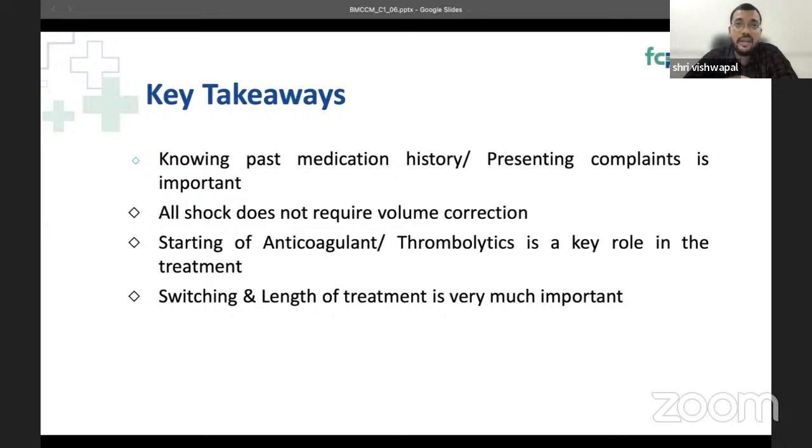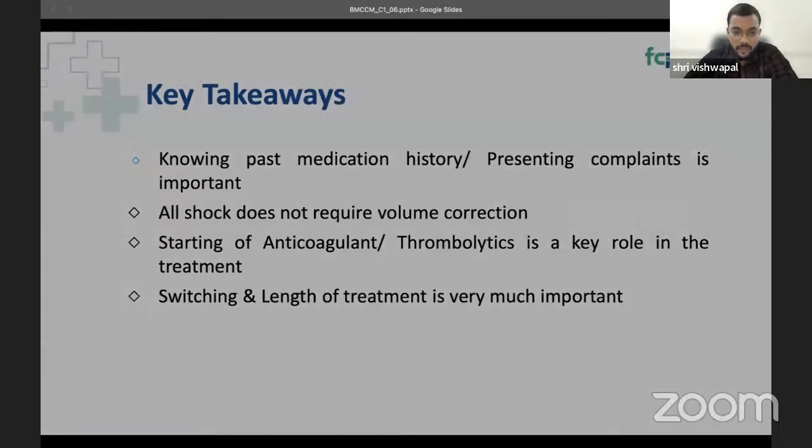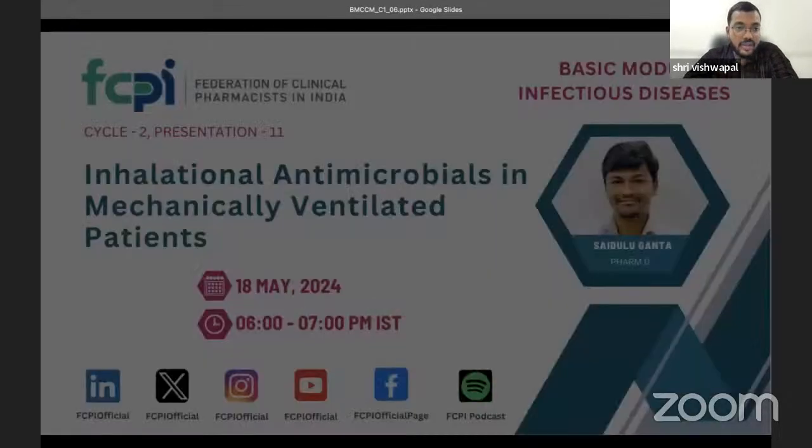And starting the anticoagulant or thrombolytics has a key role in the treatment, and switching and length of treatment is very important. You can't extend the treatment in a patient with high risk of bleeding, and you can't stop the treatment within 3 months if a patient has a risk of recurrent VTE. So these are my references.